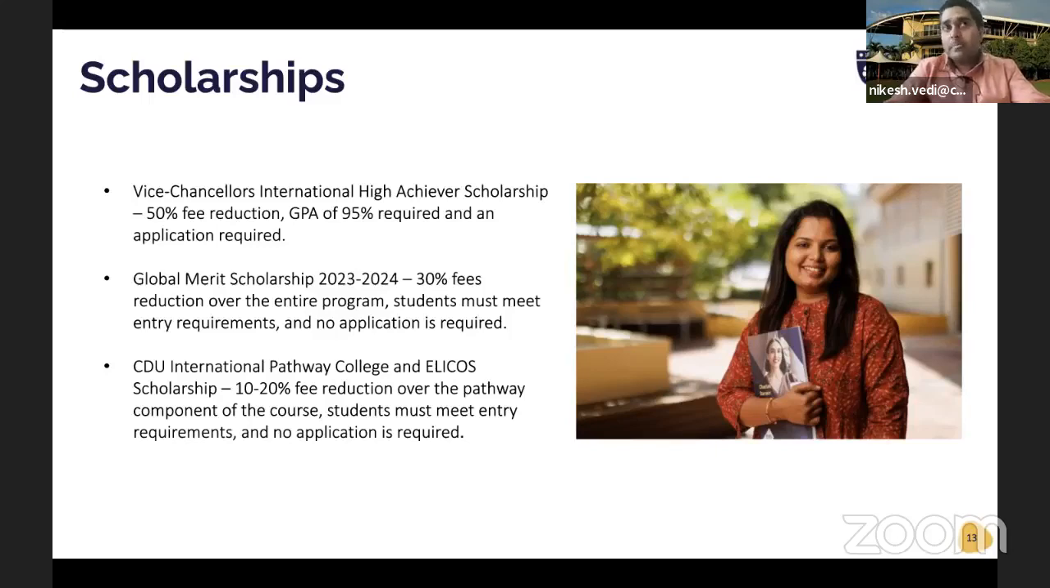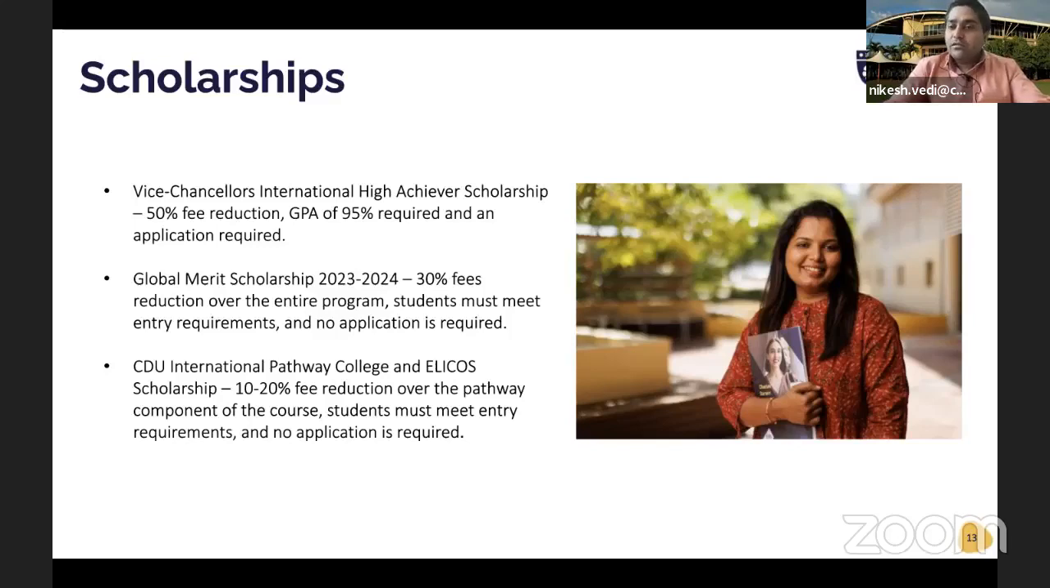Here is an example. If I talk about an undergraduate program, let's say Bachelor of Business or Bachelor of Computer Science or IT, the average tuition fee is close to 27,000 to 30,000 Australian dollars. If you apply a 30% scholarship to it, it will be close to 9,000 to 10,000 Australian dollars. So after scholarship deduction, the 1-year tuition fee will become close to 19,000 to 20,000 Australian dollars. And this scholarship is for the entire course duration, I mean for 3 years.